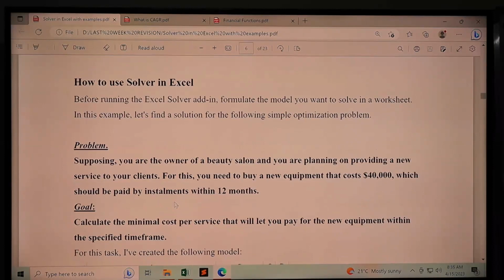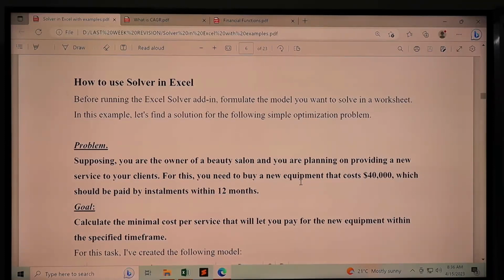An example of a problem that Excel can solve is the one we have here. Suppose you are the owner of a beauty shop and you are planning on providing a new service to your client. For this, you need to buy a new equipment that costs $40,000, which should be paid by installment within 12 years.